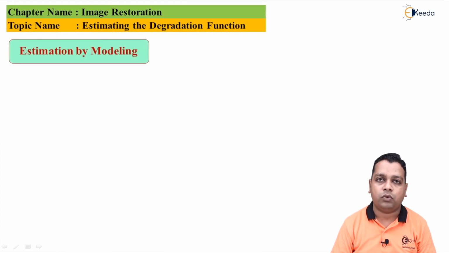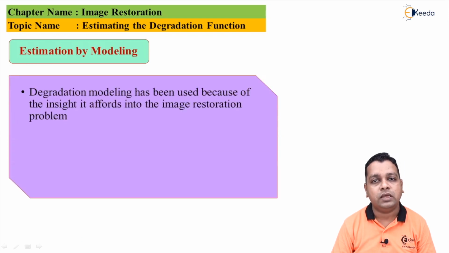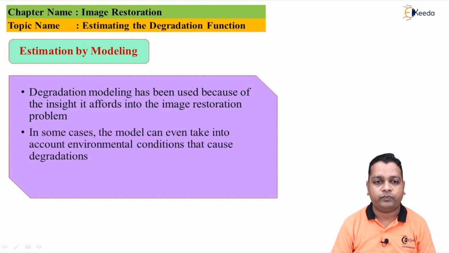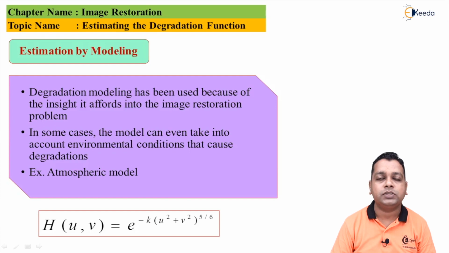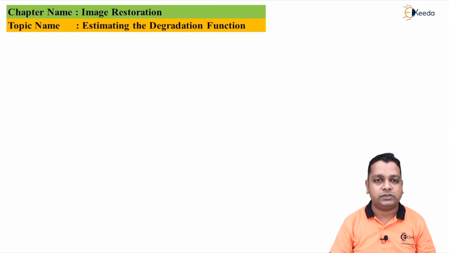Now the third mode of estimation of the degradation function is by modeling, which we shall be discussing. Degradation modeling has been used because of the insight it affords into the image restoration problem. In some cases, the model can even take into account environmental conditions that cause the degradation to the image, for example the atmospheric model. In this regard, the mathematical representation of capital H of u comma v can be e to the power minus k times u square plus v square, raised to the power 5 by 6.